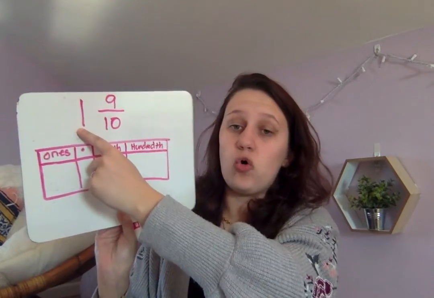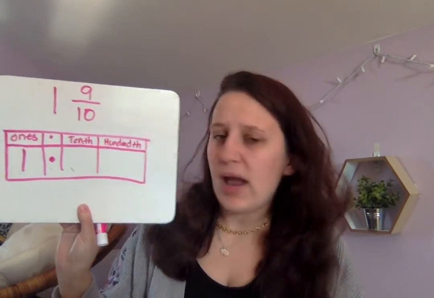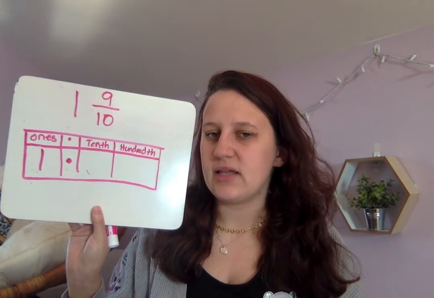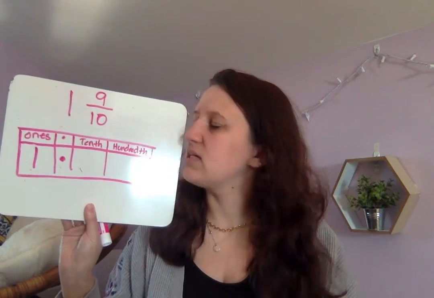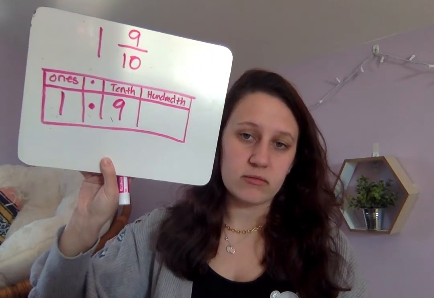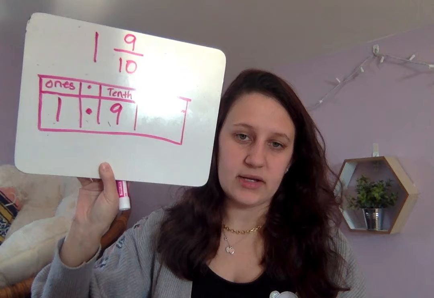All right, so I know that I have a 1. I have a 1 that I can fill in. That's a whole. So I'm going to put it in my ones place. And because there's a fraction over here, I'm going to have to put in my decimal. Now, how do I fill this in? I have 9 tenths. Remember we had said last time, 6 over 10 is 0.6. So 9 over 10 must be 0.9. And boom, we're done. 1.9 is 1 and 9 tenths.